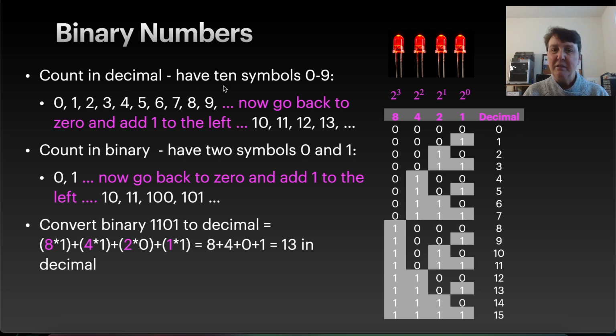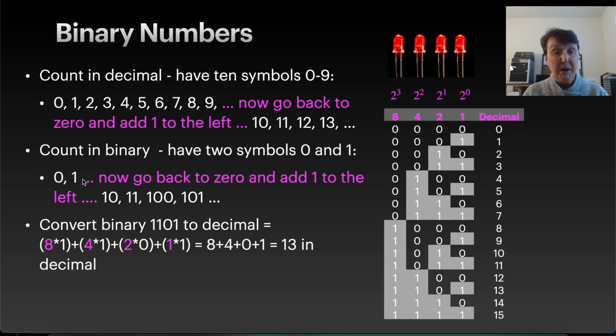In decimal, we have 10 symbols, 0 through 9, and when we go to count, we start at 0, we get all the way up to 9, and we run out of symbols. What we do is we go back to 0 and we add a 1 to the left to continue: 10, 11, 12. Now with binary, we only have two symbols, a 0 and a 1.